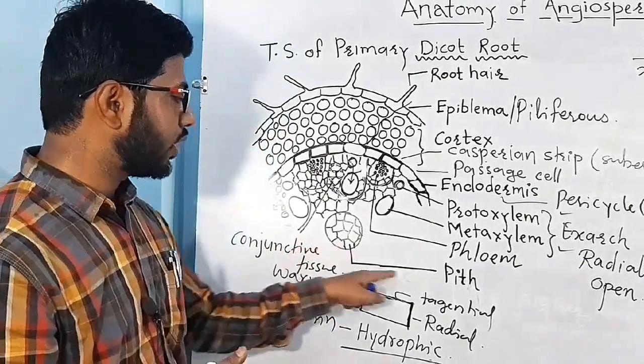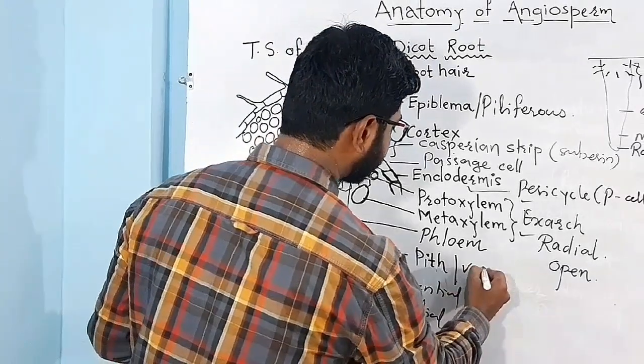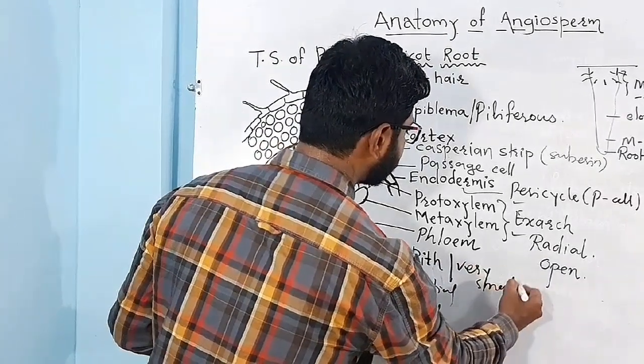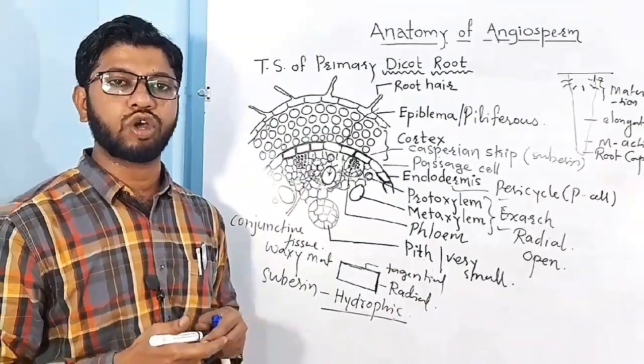In dicot root, pith is very small or it may be absent. Pith is very small and inconspicuous. Only a few parenchyma cells form the pith.